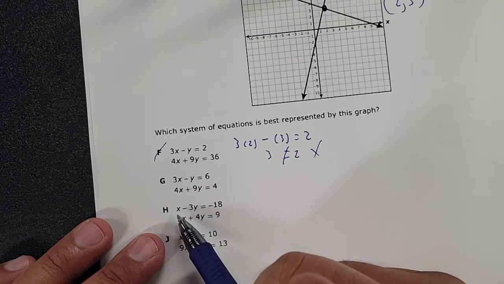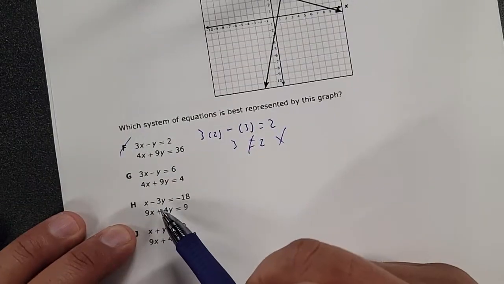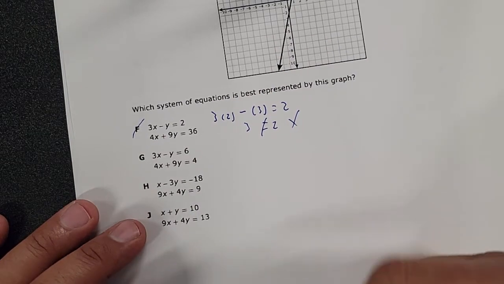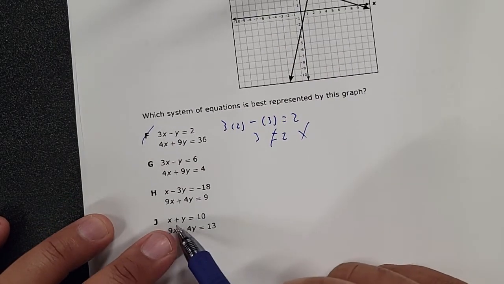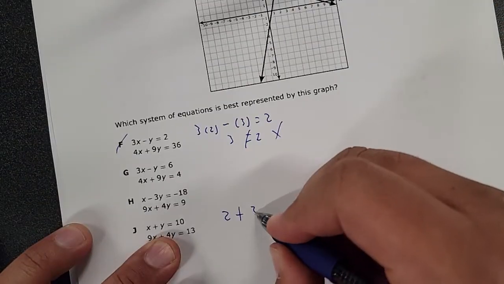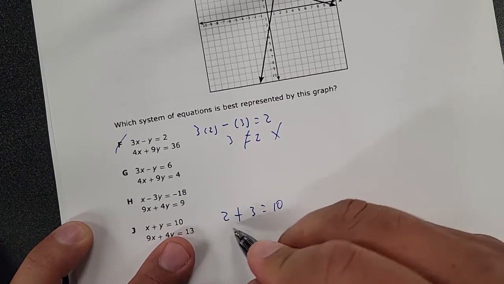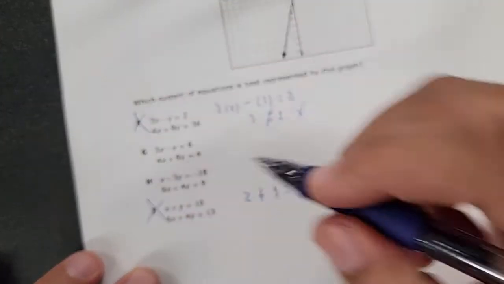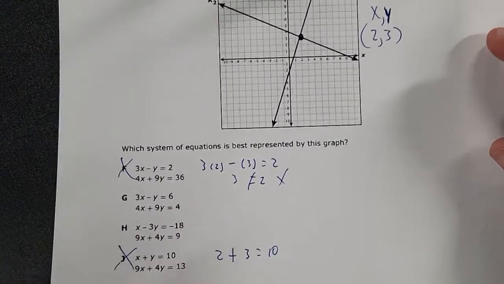Just plug in the 2 where the x is and the 3 where the y is and see if it's going to equal. Right? So for example, like this one, look at this. X, if I put 2 plus, it's supposed to be 3, does that equal 10? No, 2 plus 3 is 5. So I already know that's not going to work. So now try it for these to see what happens.